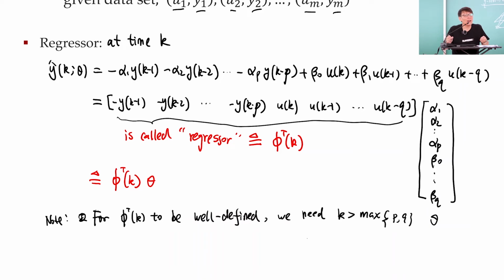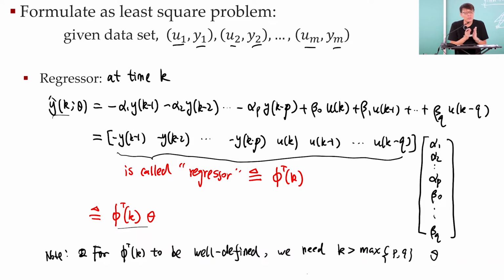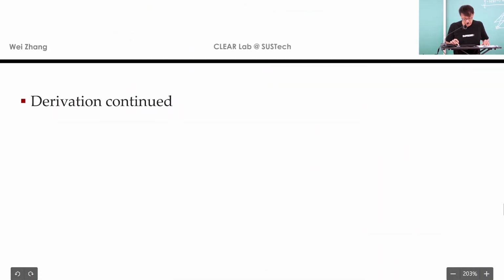Okay, if your data start from 1, you can start having this relation for k bigger than p and q. Otherwise you have negative data that are not available, right? Depending on how many times you want to look back, you should start. You need to first use the first couple of data points to define this regression. You will see that clearly from the example.